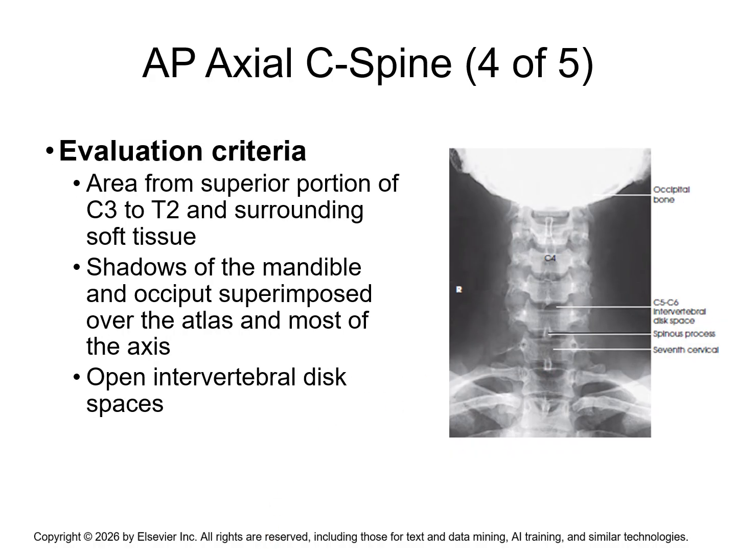You should see from the superior portion of C3 to T2 and surrounding soft tissue, so we want all the soft tissue. Shadows of the mandible and the occiput, which is the occipital bone, are going to be superimposed over C1 and C2, so typically you can't see that. Remember that C7 attaches to T1, and T1 attaches to the first rib. So if you can find the first rib, then you can count up from there to figure out which vertebra is which. So this is T1, C7, C6, C5, C4, C3, and then C2 and C1 are superimposed. Okay, open joint spaces, again, by paying attention to the angulation there.